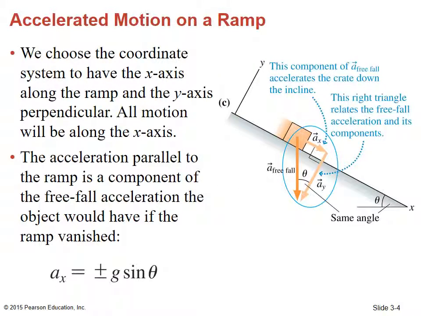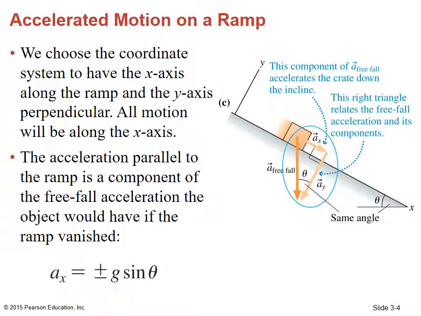We choose the coordinate system to have the x-axis along the ramp and the y-axis perpendicular. All motion will be along the x-axis. The acceleration parallel to the ramp is a component of the free fall acceleration the object would have if the ramp vanished. The x component of the acceleration down the ramp is plus or minus the acceleration of gravity, g, times the sine of the tilt of the ramp.